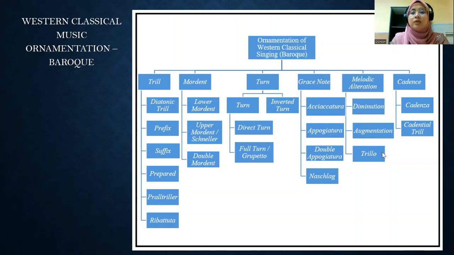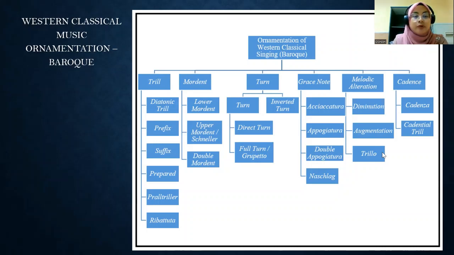For turn, we have direct turn or full turn, and gruppetto or inverted turn. Grace note, there are acciaccatura, appoggiatura, double appoggiatura, and also nashlag. Melodic alteration: diminution, augmentation, and trillo. Cadence is the last one: cadenza and cadential trill. So this is the ornamentation that we have in Western classical singing, especially in the Baroque period.